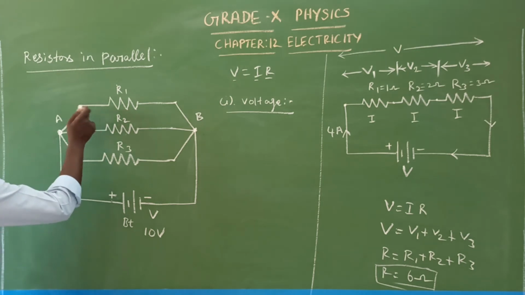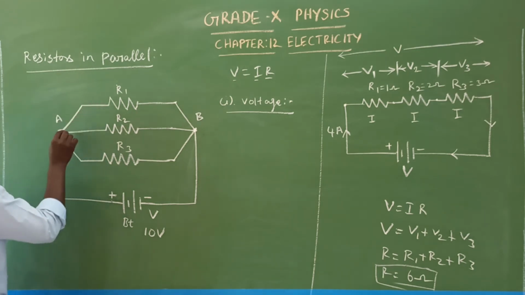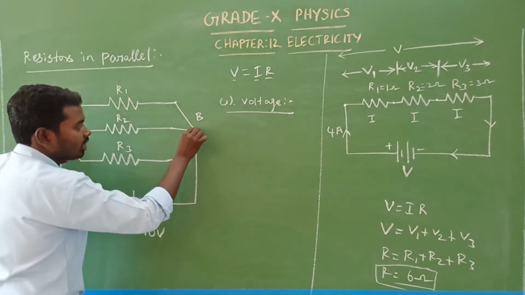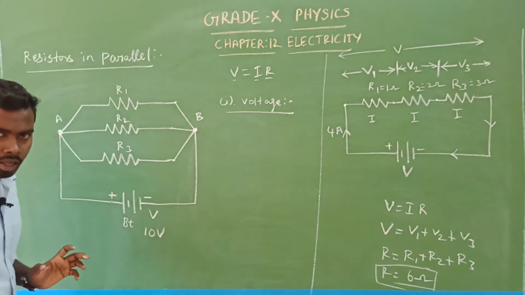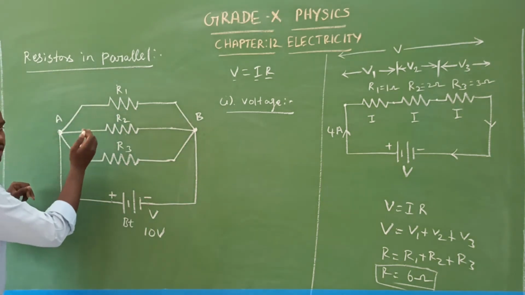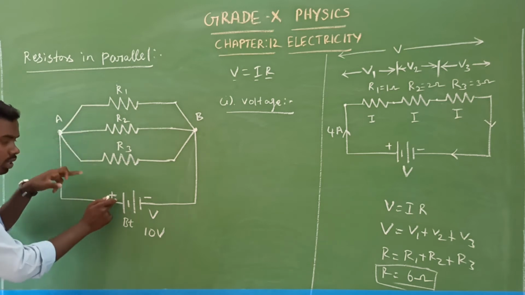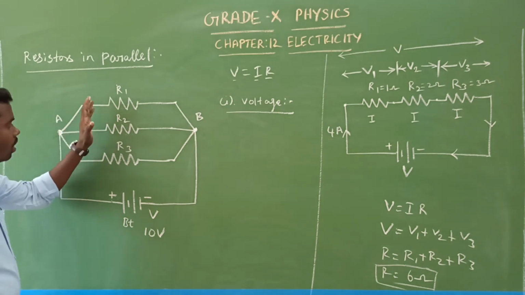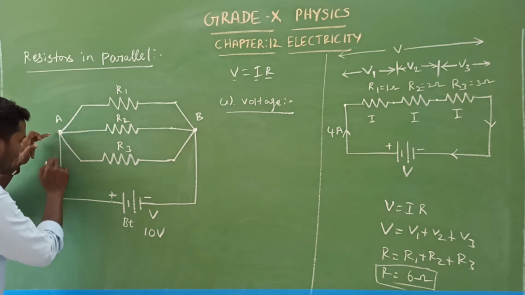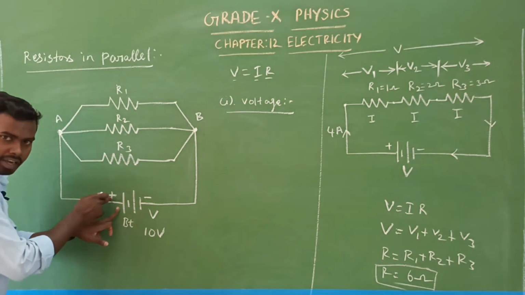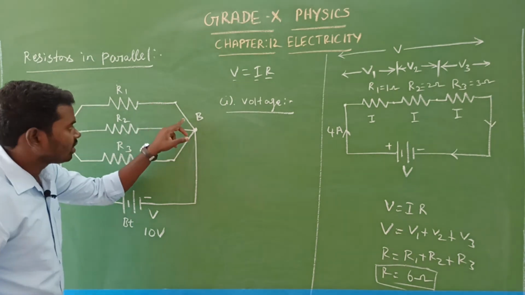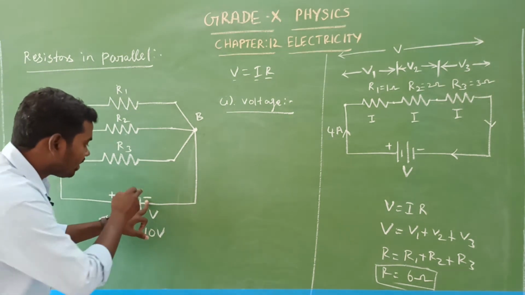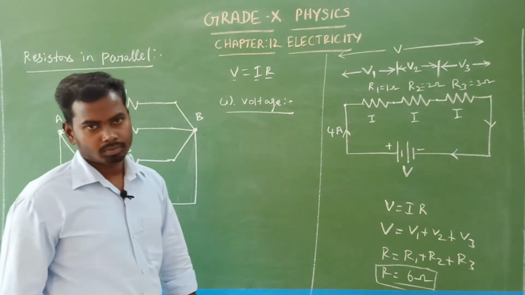One end of the resistors is connected to a single point, that is A, and the other end of the resistors is connected to a single point, that is point B. So one end of all the resistors is directly connected to the positive terminal of the battery. Am I right? Yes. The other end of all the resistors is directly connected to the negative terminal of the battery. Am I right or wrong?